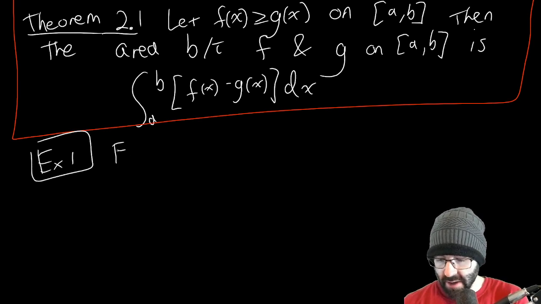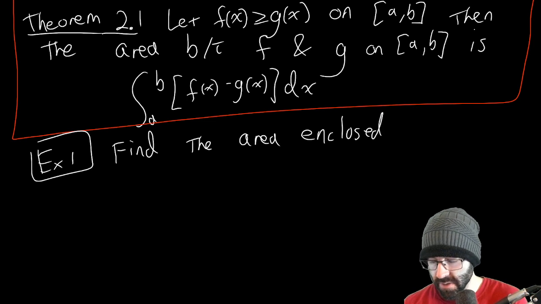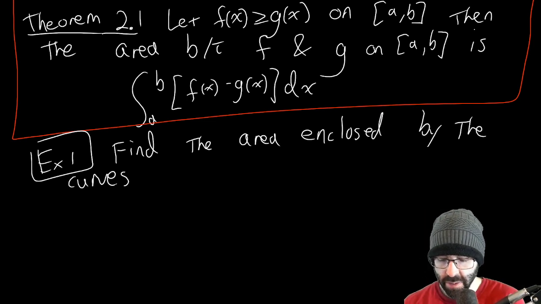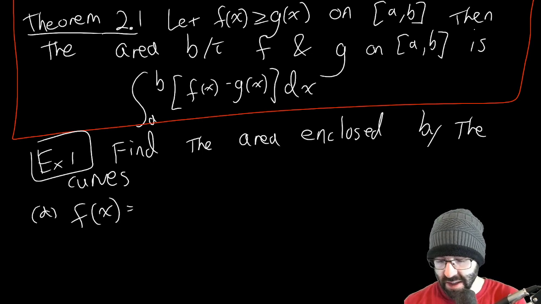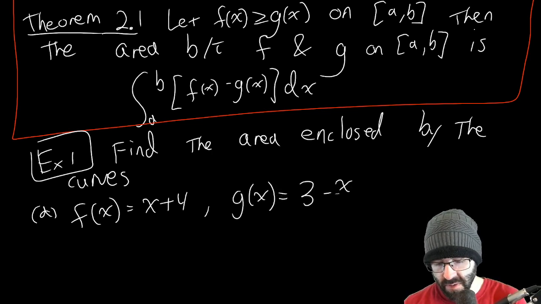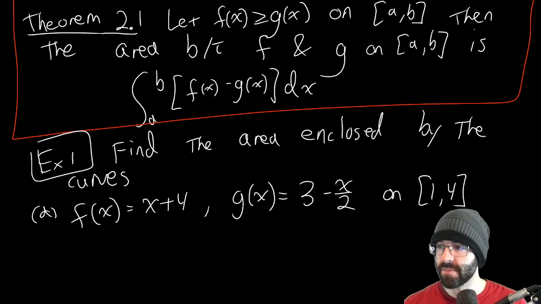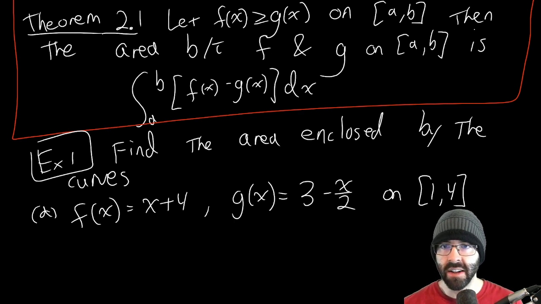Example 1. Find the area enclosed by the curves, and then we'll have multiple parts. Part A is just going to be the curve f of x equals x plus 4. That's just the equation of a line. And g of x equals 3 minus x over 2 on the interval from 1 to 4. So how can we find the area between these functions on that interval?